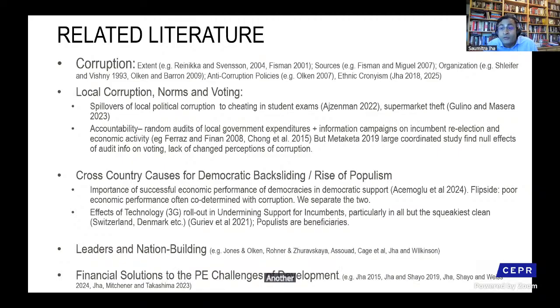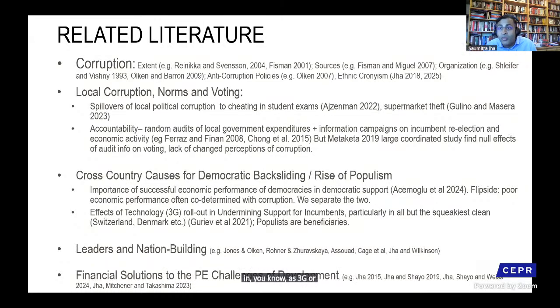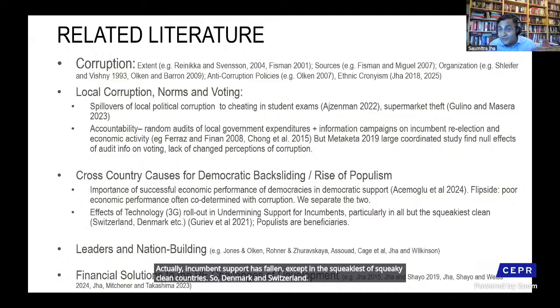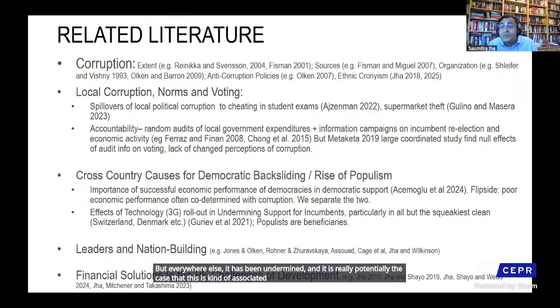Another stream of research looks at the role of information technology, like 3G provision, in undermining support for incumbents. They find that as 3G and smartphones have spread around the world, incumbent support has fallen, except in the squeakiest of squeaky clean countries, like Denmark and Switzerland. The United States is not in that category. In places which have really clean government, the spread of smartphones has actually improved incumbent support, but everywhere else it has been undermined. It is potentially associated with increased perceptions about corruption.